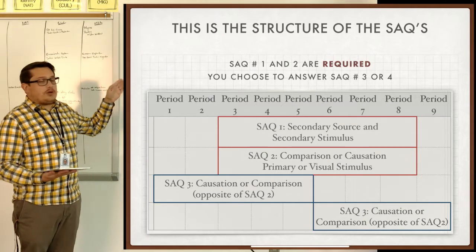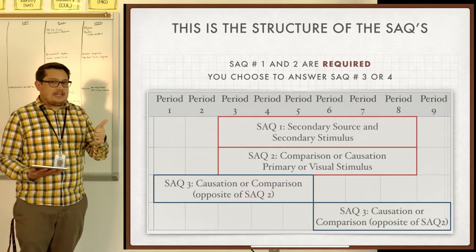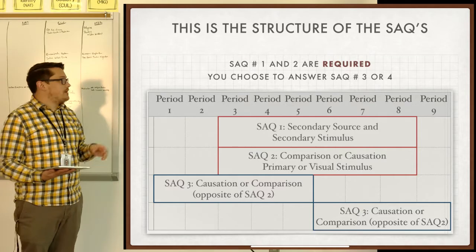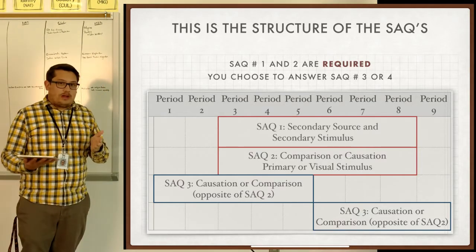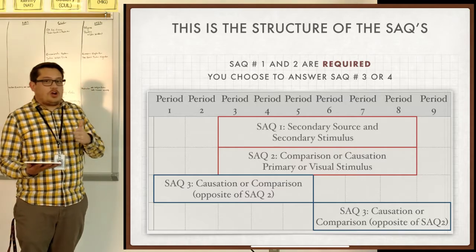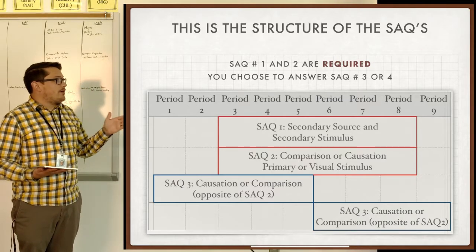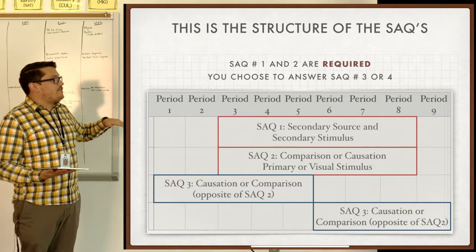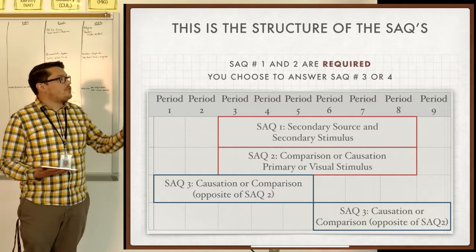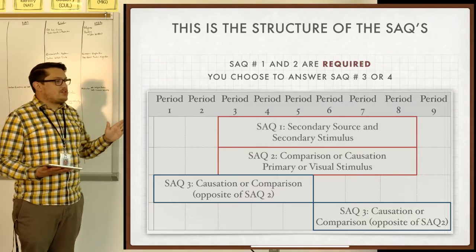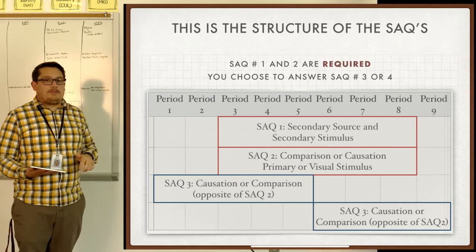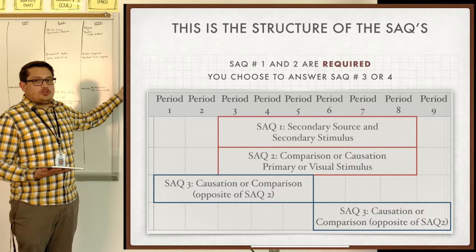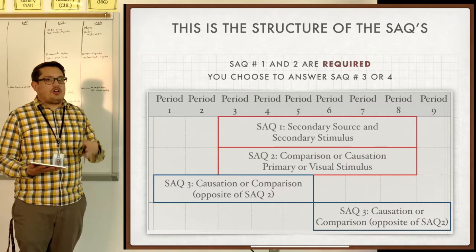The first short answer question is going to be a secondary source with a secondary stimulus. It will be a dueling historian. You will have to answer one of those. The second one is going to be one of the other 2 skills, comparison or causation, and it will have a primary or a visual stimulus. And then out of short answer questions 3 and 4, you can see that 3 covers the period 1 through 5, and 4 covers the period 6 through 9. So anywhere within that it could be about. They will be the opposite skill of whatever was in short answer question 2. So you do have to know and demonstrate all 3 skills.